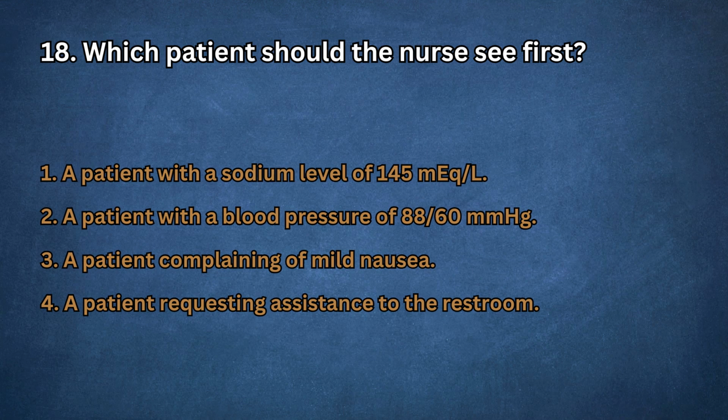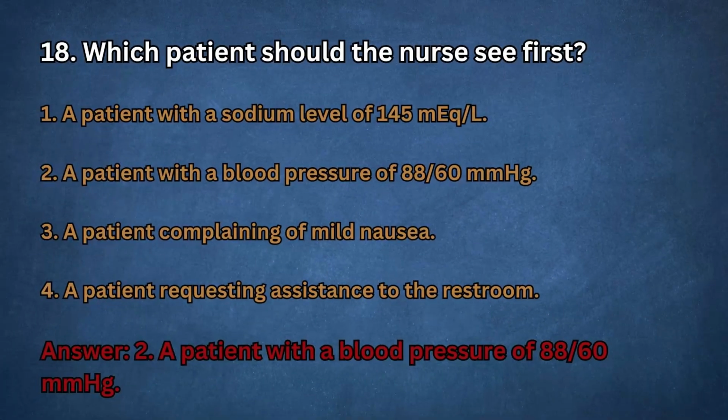18. Which patient should the nurse see first? 1. A patient with a sodium level of 145 milliequivalents per liter. 2. A patient with a blood pressure of 88/60 millimeters of mercury. 3. A patient complaining of mild nausea. 4. A patient requesting assistance to the restroom. Answer 2. A patient with a blood pressure of 88/60 millimeters of mercury.